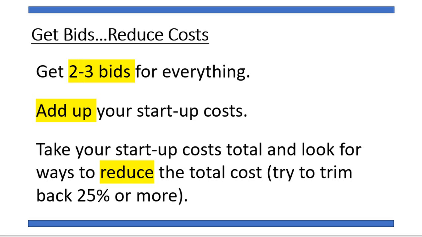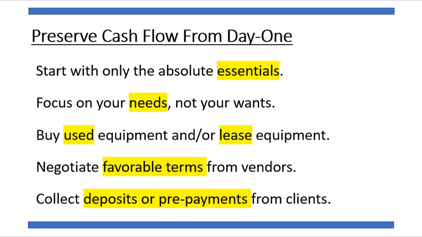And then once you've added up those costs, I always think it's a good idea to go back and see if you can trim. And I give an example of try to trim back 25% or more. What things could you reduce or put off or buy a different something, but we want those startup costs as low as possible so that you have the best chance for success.